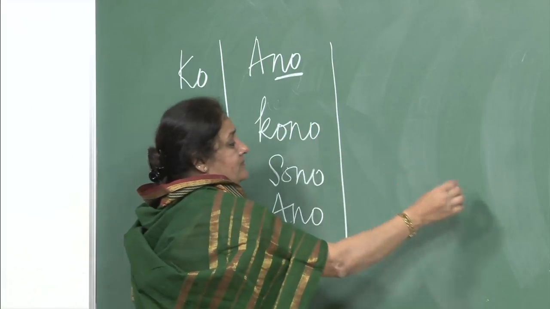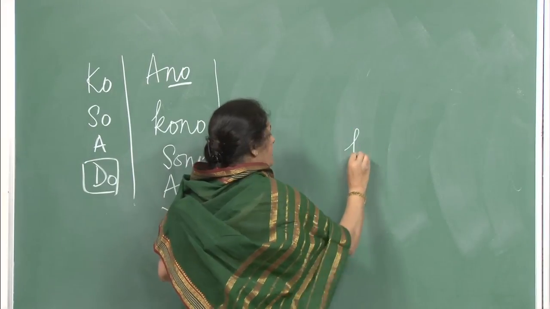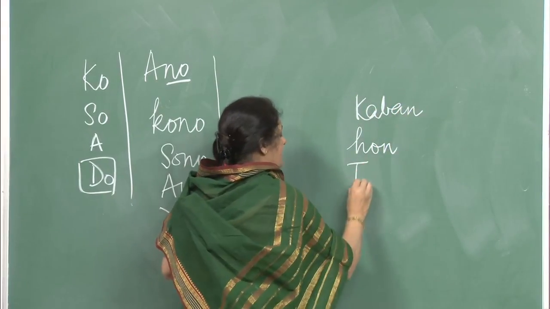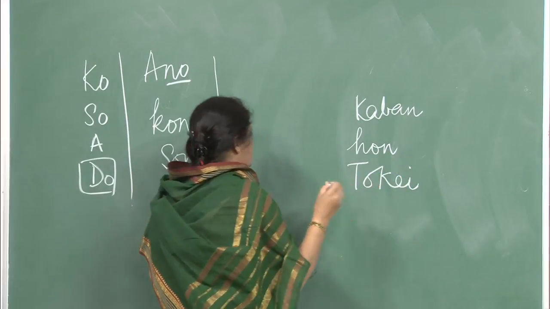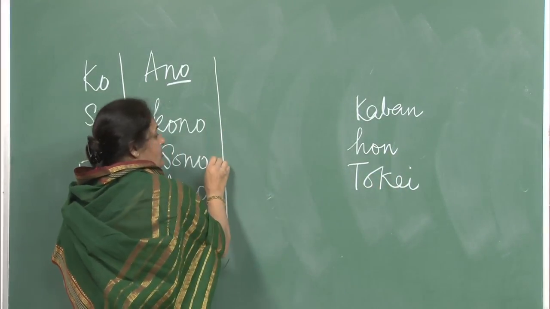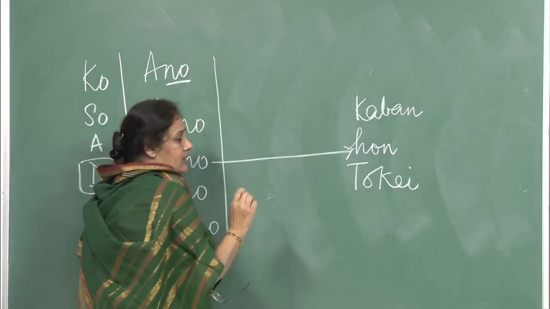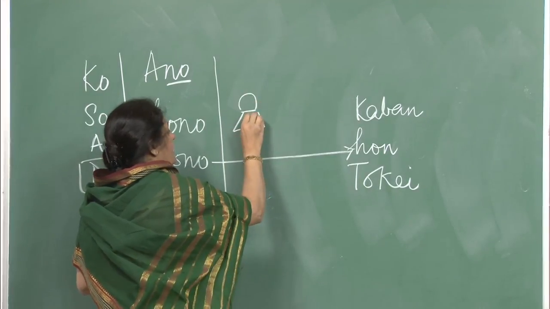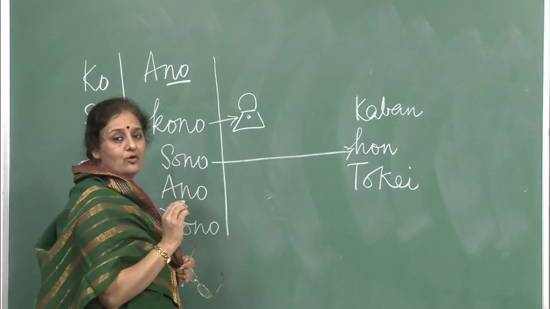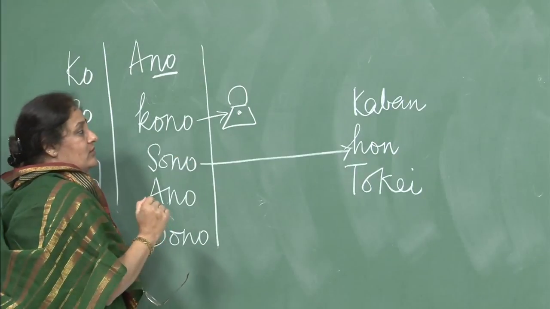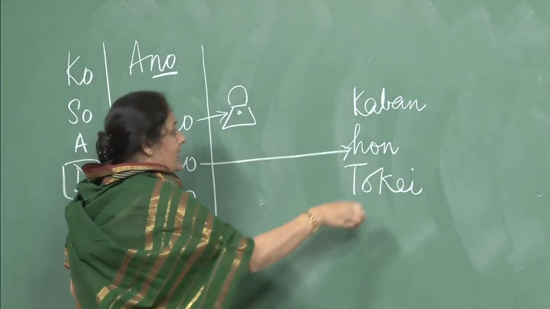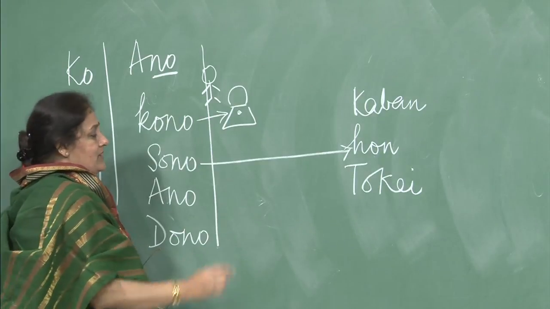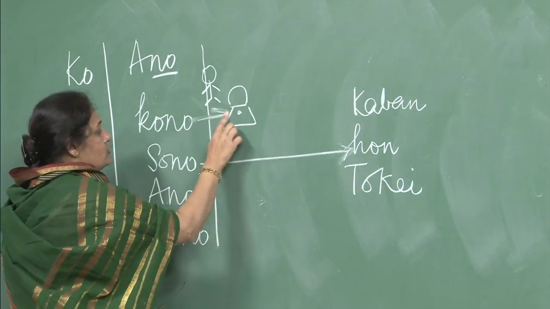For example, hon, kaban, tokei. So, you point at the object and you say sono hon, that book. Kono kaban, this kaban over here. Sono kaban over there. This is far away from the speaker. Far away from the speaker and this is close to the speaker.